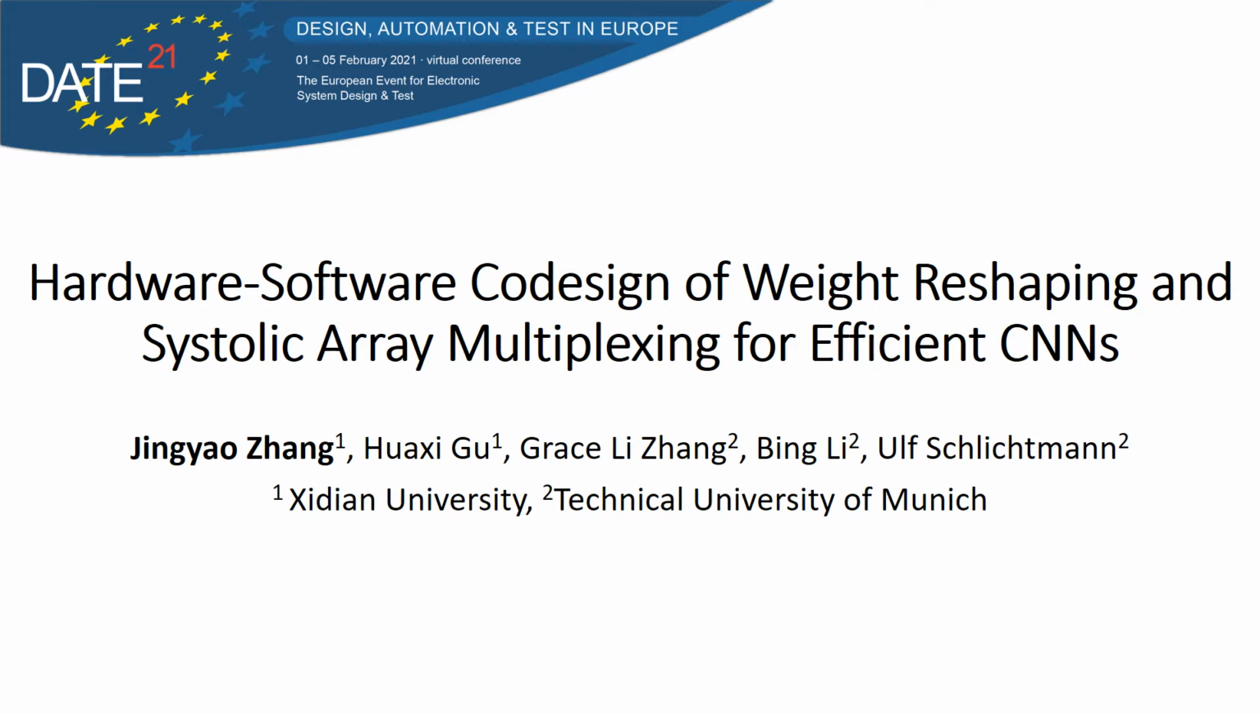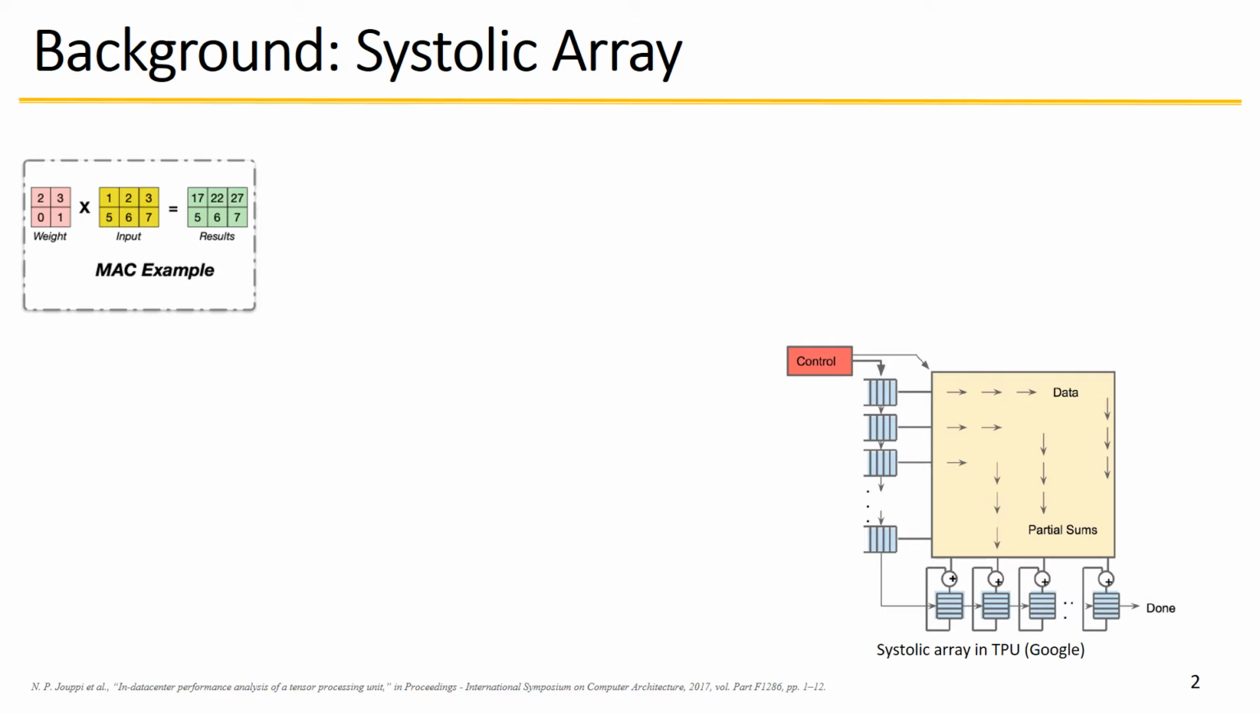In this presentation, I introduce a hardware-software co-design framework for acceleration on systolic array. To accelerate multiply-accumulate operations in deep neural networks, systolic arrays are introduced as an attractive platform due to their high degree of concurrent computation and high data reuse rate. Google's TPU is the most well-known accelerator based on systolic arrays.